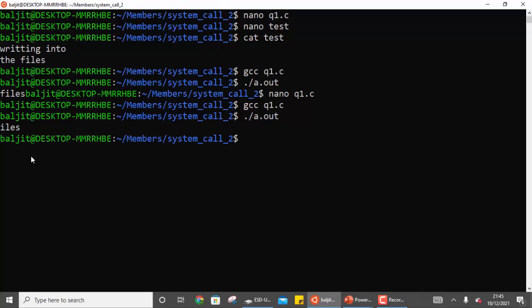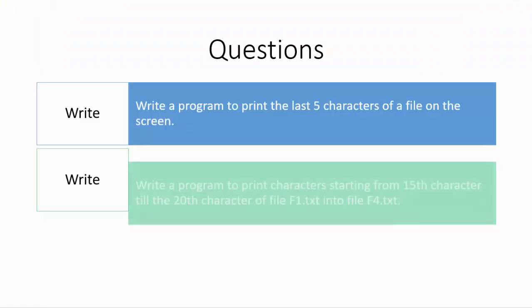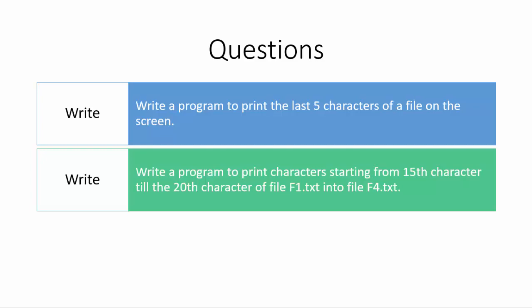The second question is: write a program to print characters starting from the 15th character till the 20th character of file f1.txt into the file f4.txt. So two files already exist. We need to copy some characters from f1.txt into f4.txt, from the 15th till the 20th. Here also the 15th and 20th characters are included.